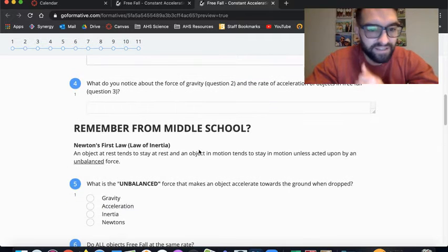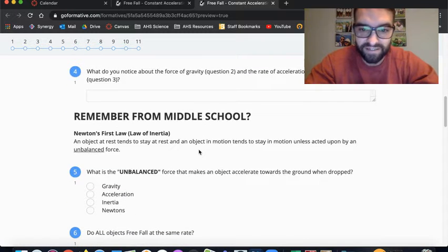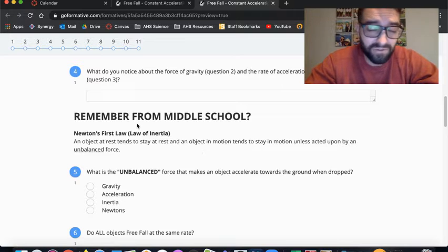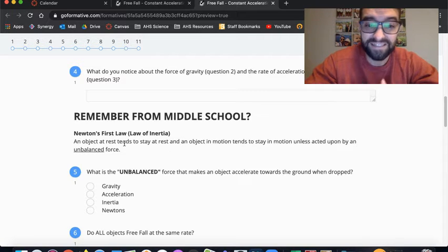Next, I wanted to remind us about a concept that is related to this free fall idea. In middle school, theoretically, your teacher should have gone over the universe and some of Newton's laws of motion. One of the key concepts was the law of inertia, or Newton's first law of motion. Newton's first law of motion is: an object at rest tends to stay at rest, and an object in motion tends to stay in motion unless acted upon by an unbalanced force.